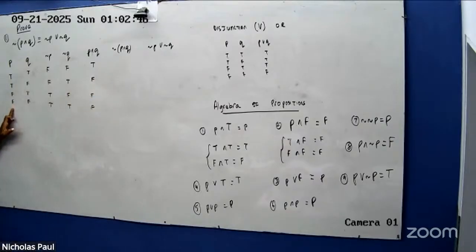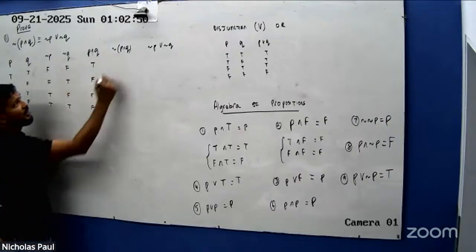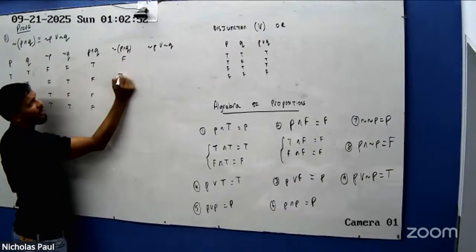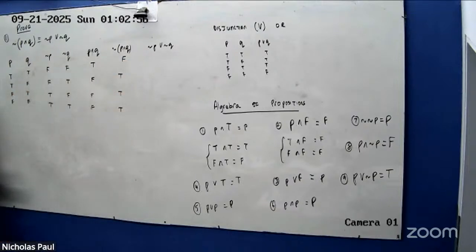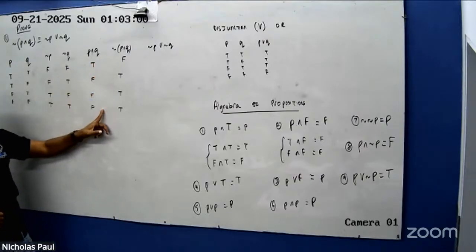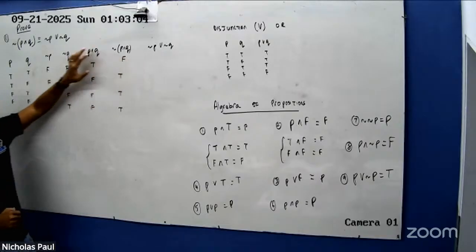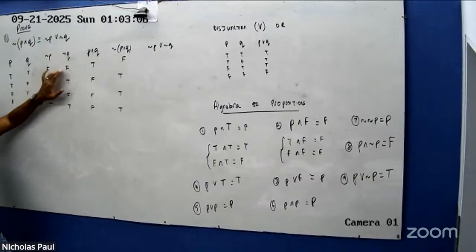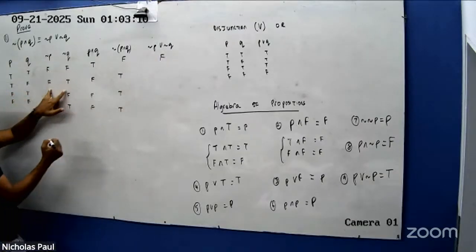Anybody lost? Everybody okay? Now we're going to negate this. So I'm negating this, so that'll be false, true, true, true. Right? I'm negating this. Yes, the opposite. Now I'm going to use P or Q. So I use an or here, that's true, true, true, false.